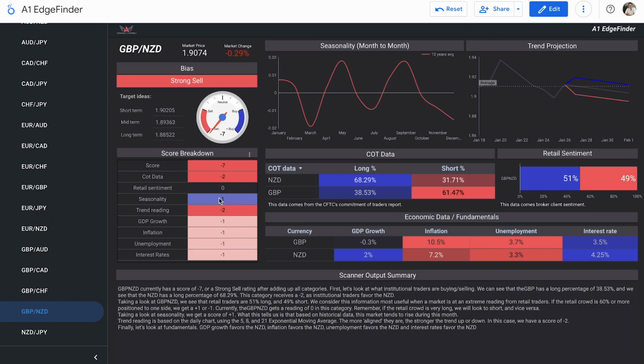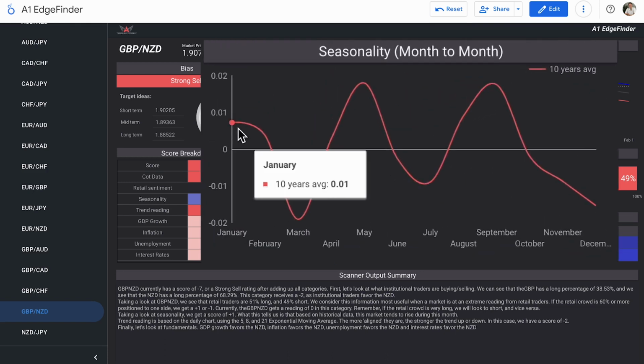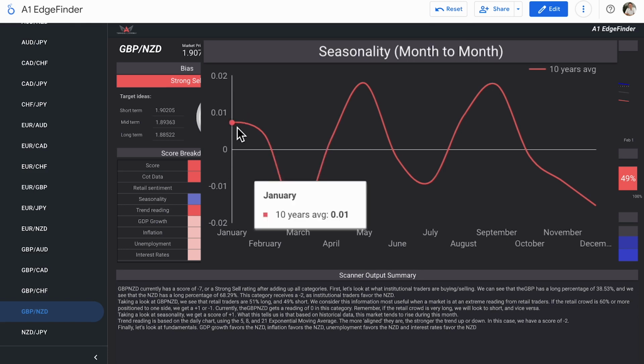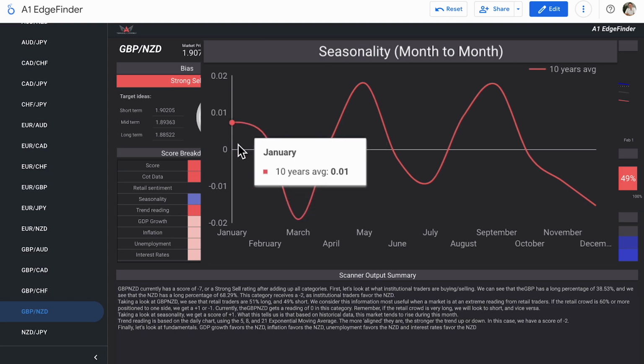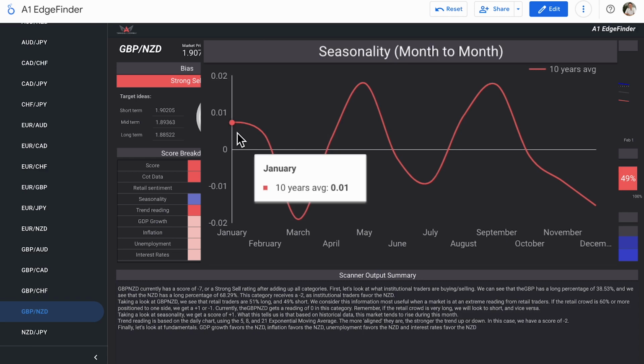Our seasonality is a score of +1. So historically speaking, when we take a look at our last 10-year average price points, how has this currency pair fared in the month of January over the last 10 years? Does it typically trend upwards or downwards in the month of January? Historically speaking, it typically trends upwards. That does not seem to be the case so far this month and this year, but historically that typically is the case. Slight bullish momentum for GBP NZD in the month of January, historically speaking.